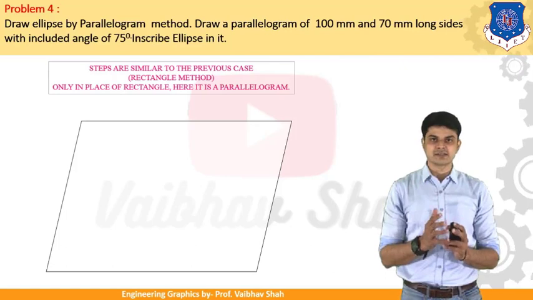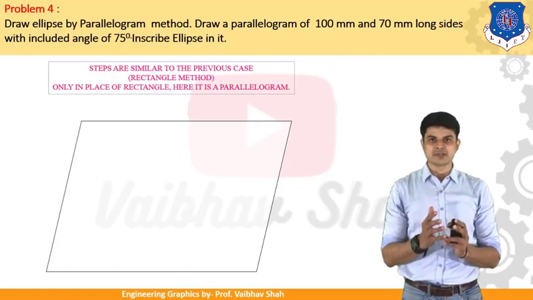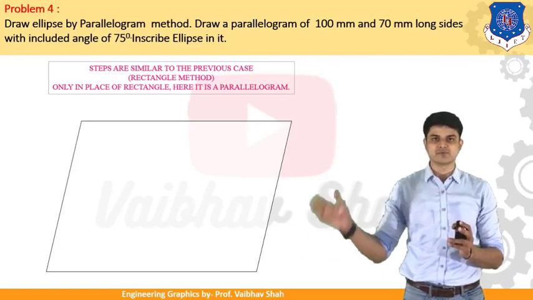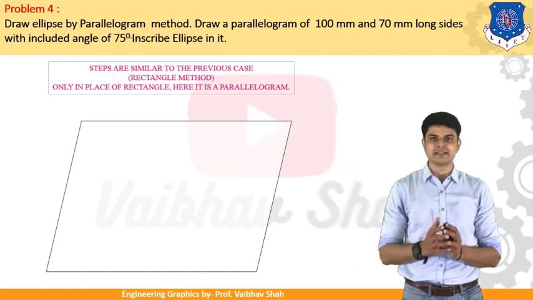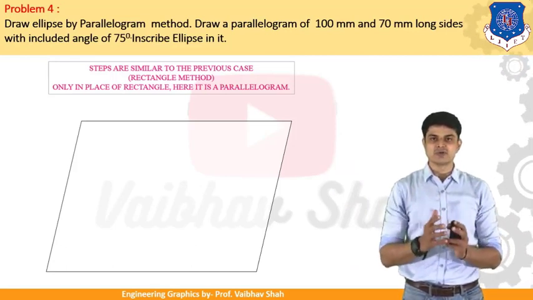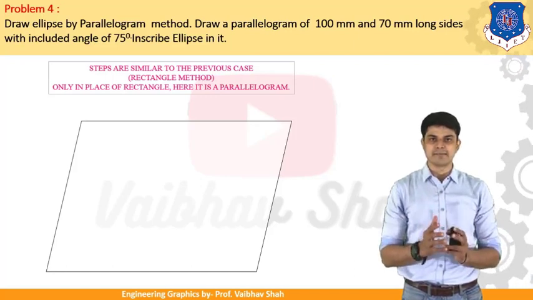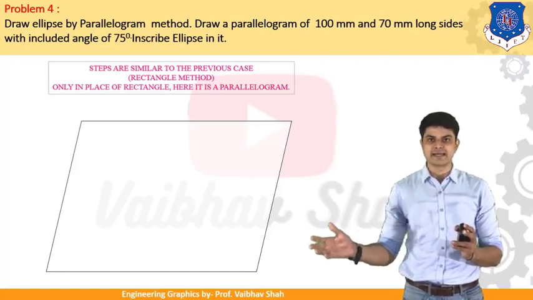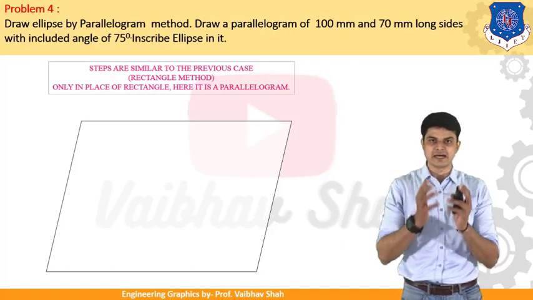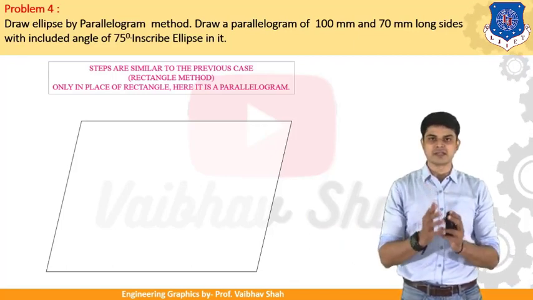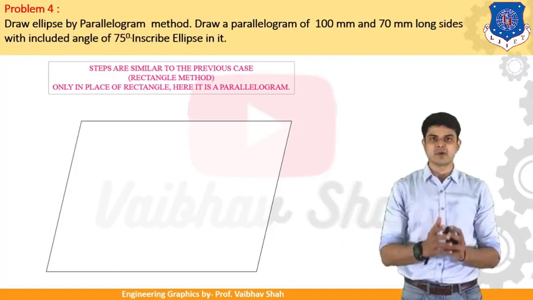So we must construct the 100 mm as a horizontal line, and then construct this vertical line at 75 degrees to that horizontal line in order to construct your parallelogram. So we have constructed this parallelogram by drawing this horizontal line, and then constructing this 75 degree line from the horizontal line in order to complete the parallelogram.